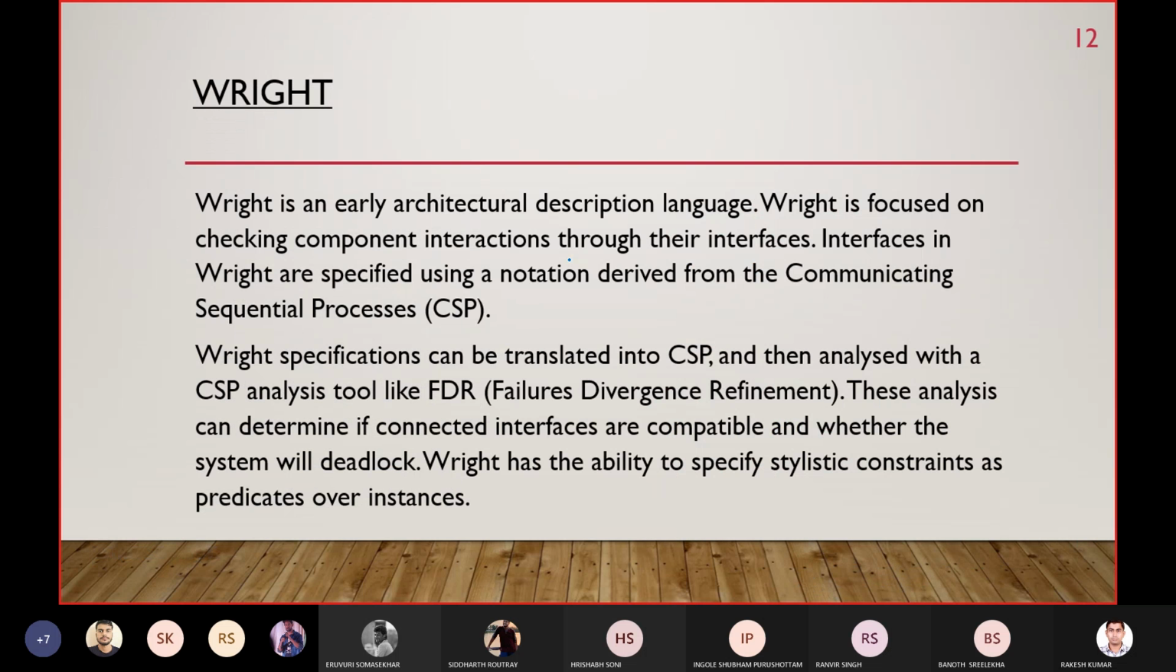Okay, so we have already discussed Wright and Weaves architecture in the class, so I will go through these two slides quickly. Wright is an early architectural description language. Wright is focused on checking component interactions through their interfaces. Means there are components and their interactions. It deals with the interactions.